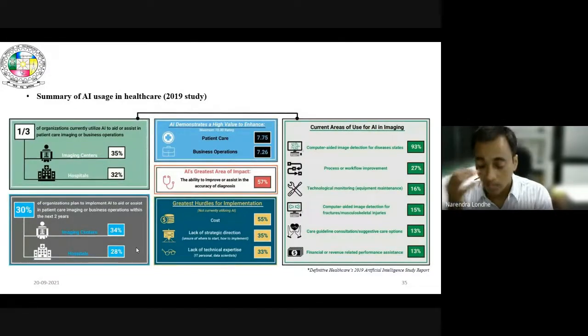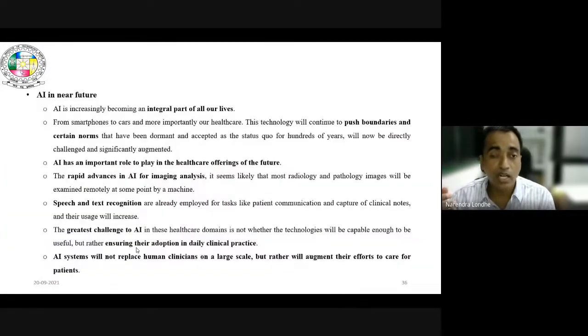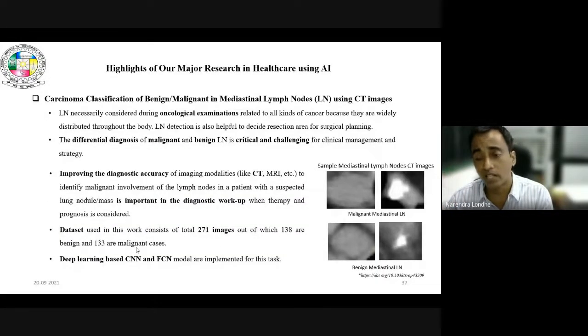So this is again a summary that I have prepared for you, but the time is running out, so I will skip this. AI in the near future is also there, and these are some of the research highlights of the team that we are working with.